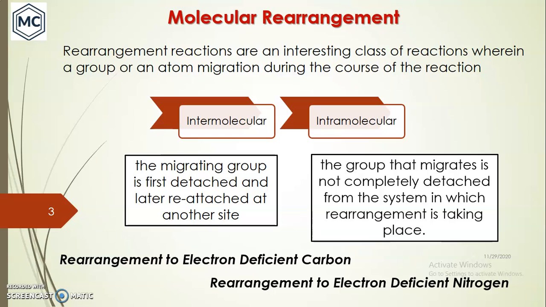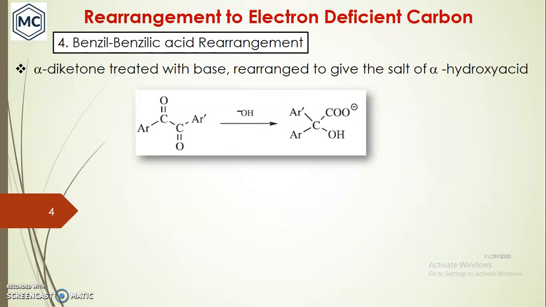There are many types of rearrangement. Rearrangement can happen to an electron deficient carbon atom or to an electron deficient nitrogen atom. So first we are discussing the rearrangement to the electron deficient carbon atom. This is the fourth one, Benzil-Benzilic acid rearrangement, in such class. So what is Benzil-Benzilic acid rearrangement?